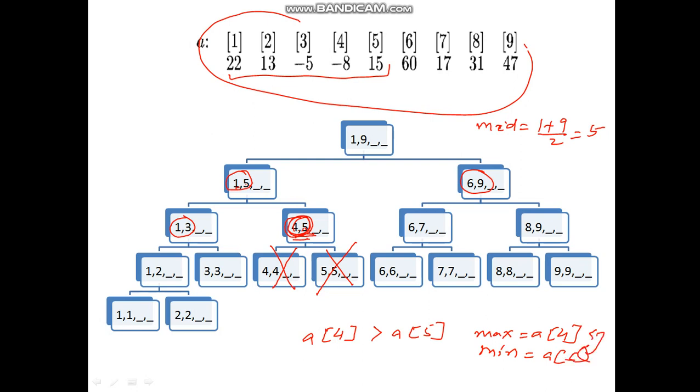Okay. So 6 to 9, again 6 to 7 and 8 to 9. So 6 to 7 can be done directly, so this division is again not necessary. I want to show you where it is necessary, where you find there are more than 2 values. So now here there are 3 values.